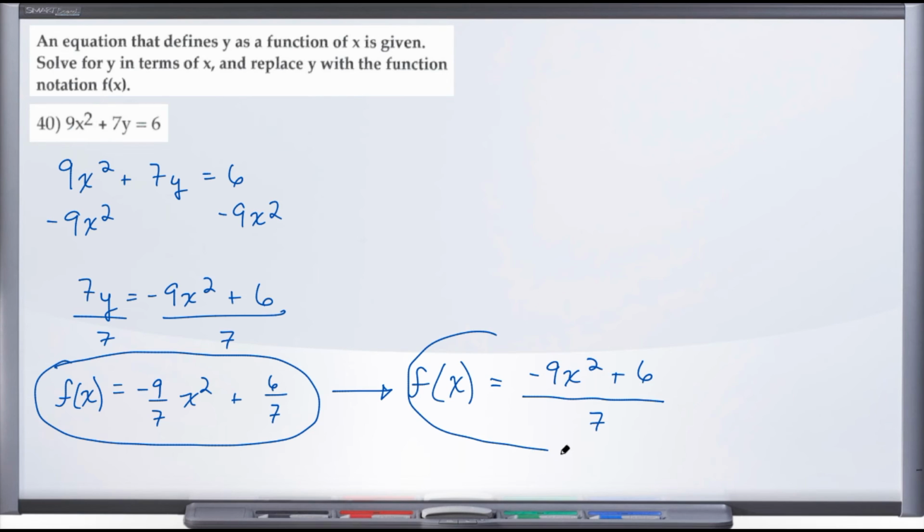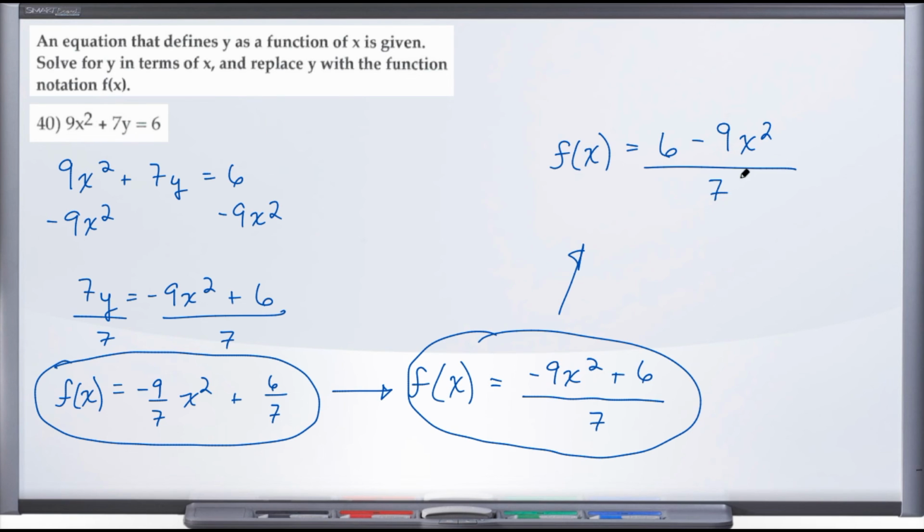That is totally fine. Or again, I think the, let's see, the answer key gives it to you as f of x equals 6 minus 9x squared all over 7. Again, that's fine as well. Each of these are saying the exact same thing, just written in different orders.